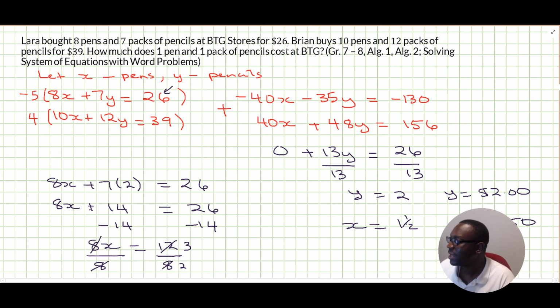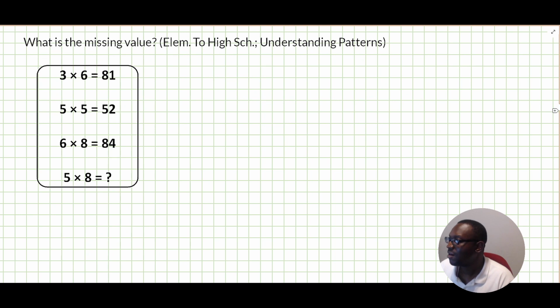Okay, let's go ahead and do some of our quizzes, our puzzles for the day. All right, what is the missing value here? Missing value.